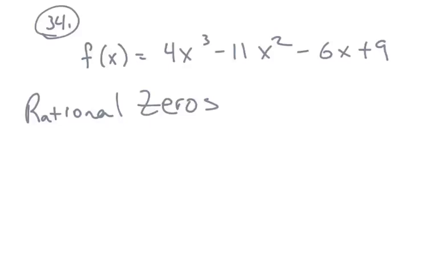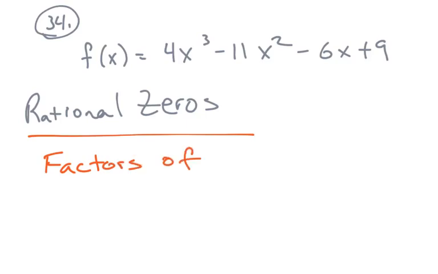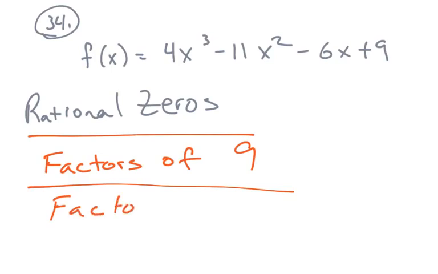Okay, number 34. Given the function 4x cubed minus 11x squared minus 6x plus 9, we want to use the rational zeros to find the zeros of the, well, it says use the zeros to factor f over the real numbers. Okay, so the potential zeros are the factors of the constant, which is 9, over the factors of the leading coefficient, which is 4.